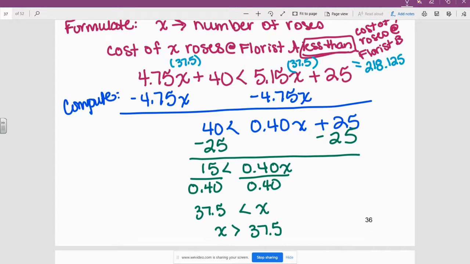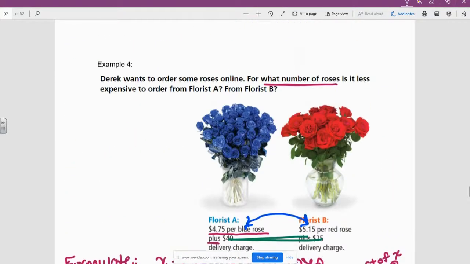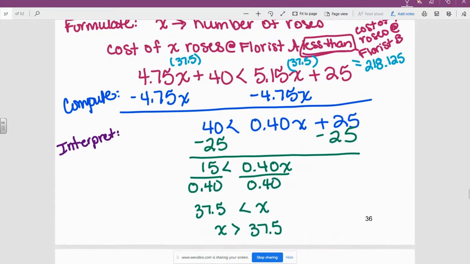Okay, now we've done all the work. The last part is to interpret. So our first question is, for what number of roses is it less expensive to order from florist A? If it's exactly equal at 37.5, that means we can go either way. Since we had our inequality in there, we know that x is greater than 37.5. So if we're going to go, let's go with florist A.